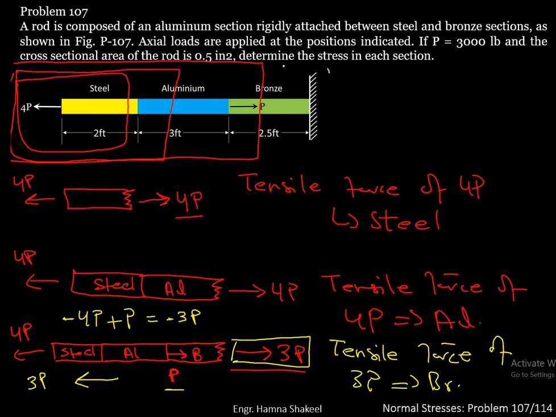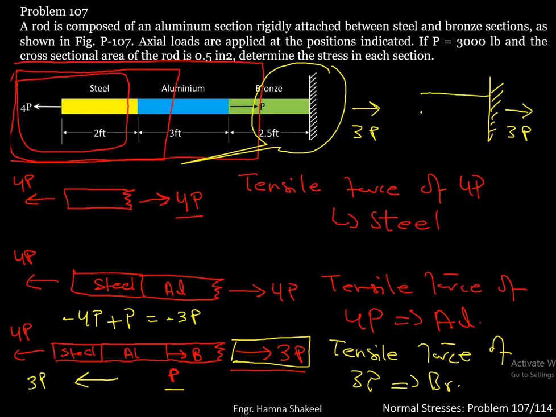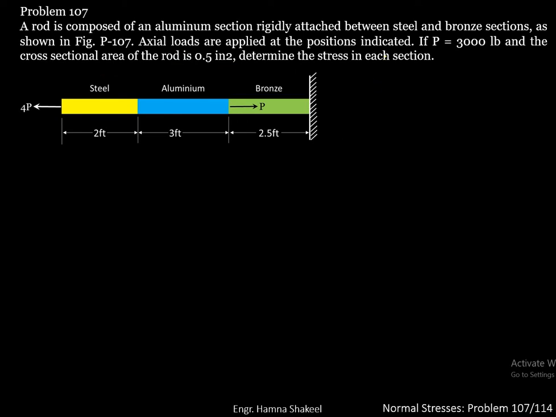If you want, you can also draw a free body diagram of bronze from this side. As we discussed earlier, you have got a reaction of 3P acting in the right direction at this rigid connection. So if you draw a free body diagram from this side, you have got a rigid connection with a force of 3P acting on it, and here you have got your bronze section, so it will have a reaction of 3P at this point. So you can say that a tensile force of 3P is acting on the bronze. So let's write it down here.